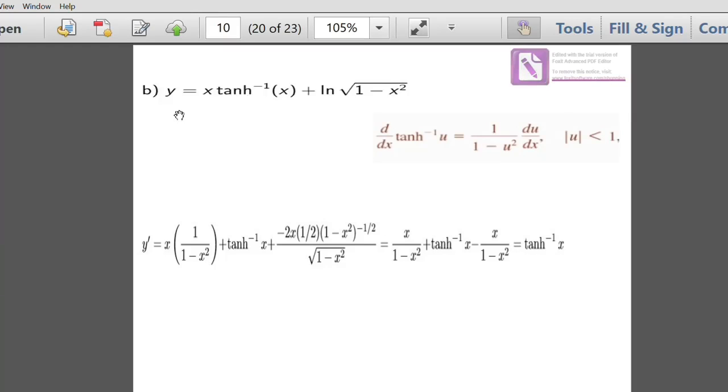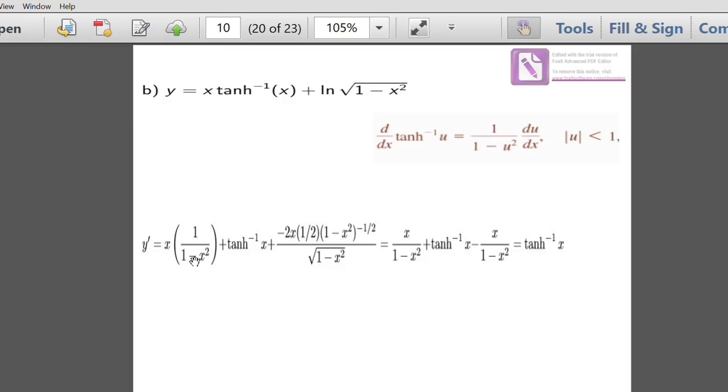Then we have b, y is equal to x multiplied by the inverse of hyperbolic tan x plus ln root of 1 minus x squared, where the derivative of the inverse of hyperbolic tan u is equal to 1 over 1 minus u squared du over dx. So now first let us differentiate this part. Here we need to use the product rule since we have two functions. The first one is x, the second one is the inverse of hyperbolic tan. So the derivative of the inverse of hyperbolic tan x will be 1 over 1 minus x squared.